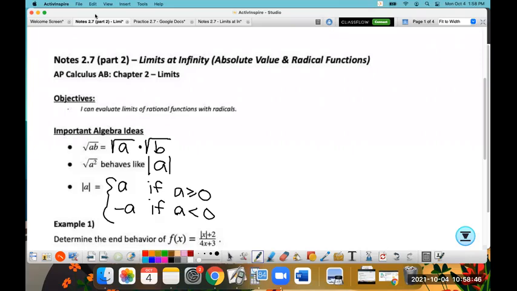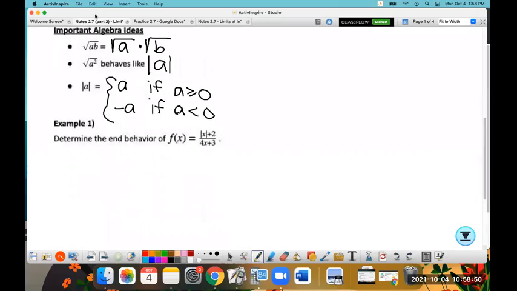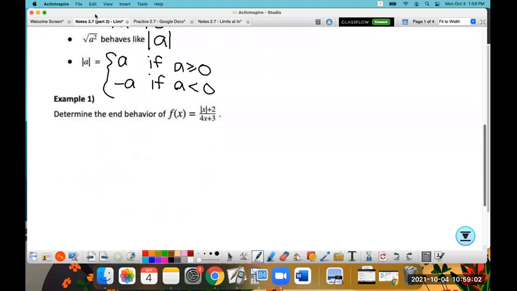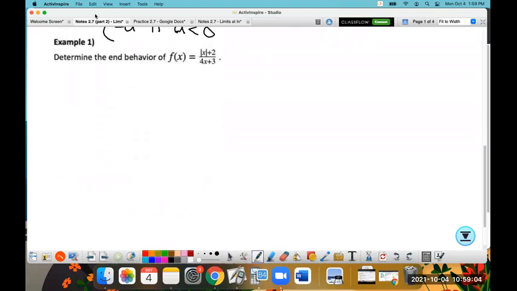So with that being said, let's go ahead and start off with example 1. It says determine the end behavior of this function. When I want to determine the end behavior, what do I look at? Perfect. Limits at positive and negative infinity. So let's go ahead and write up our positive infinity.